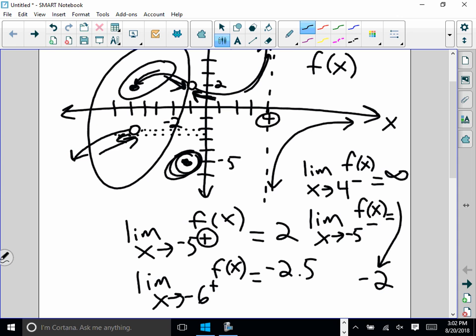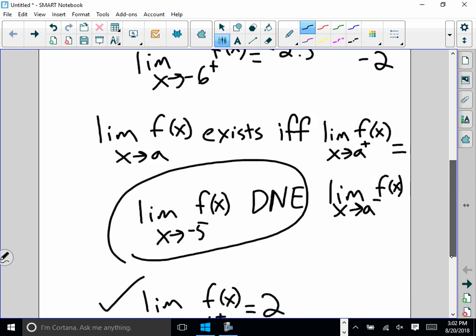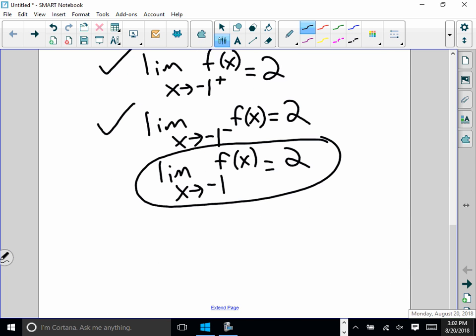Now, how could you write a question about x equals -1 and have the answer be -5? Think about that. Well, if I wanted to write something so the answer is -5, I would simply say, what is f of -1? f of -1 does equal -5. But the limit as x goes to -1 is 2. Very important to see that.